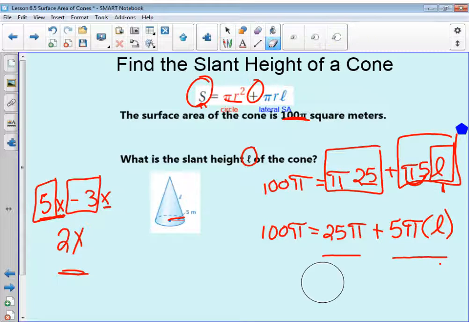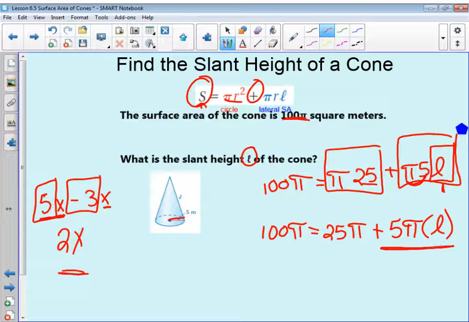Okay, but I can go ahead and start to eliminate. So if I want to work right now to get this by itself, this whole term here, I'm going to have to get rid of this 25 pi. So right now that's a positive 25 pi, so we're going to go minus 25 pi. Okay, that's gone. So we'll go minus 25 pi.